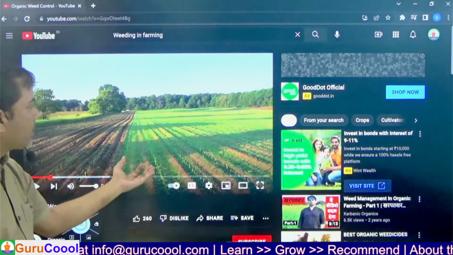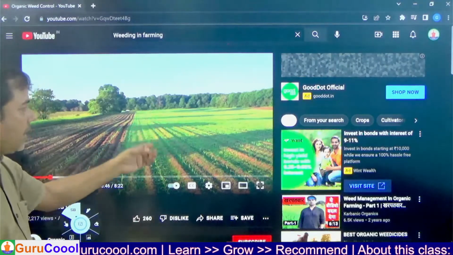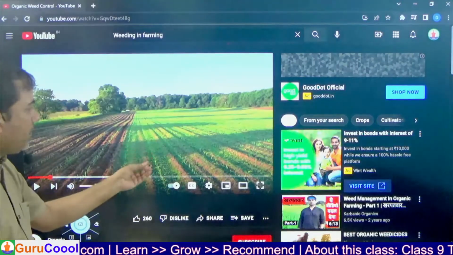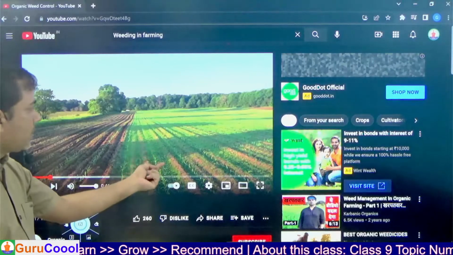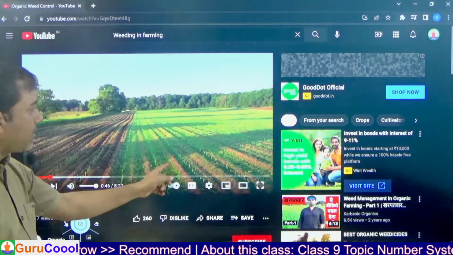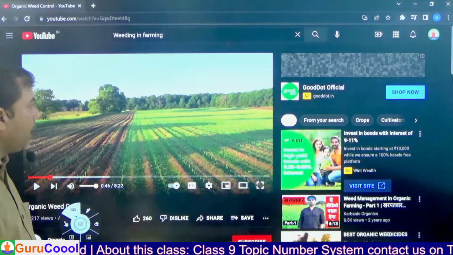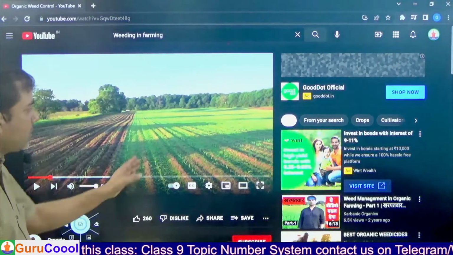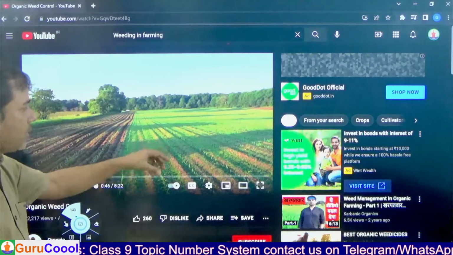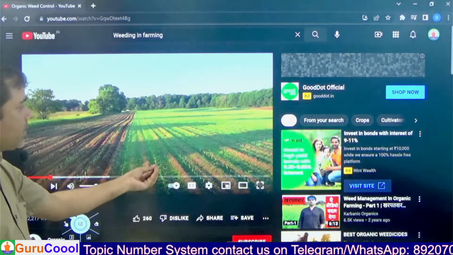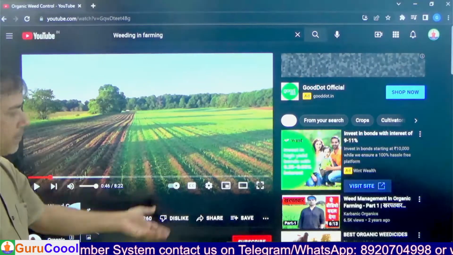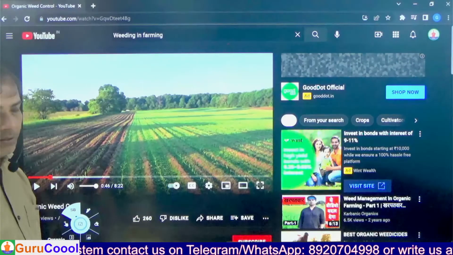Means we have crops everywhere without any gap, and between them we have small unwanted plants, weeds, like these small plants. In that case it is very difficult to use any machine to turn the soil. If you turn the soil, not only the weeds but also the crops will be buried. That will be a loss.